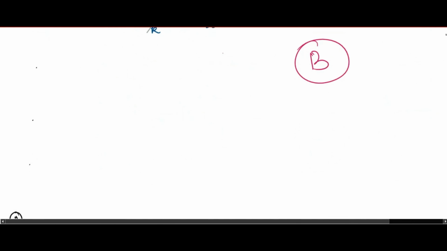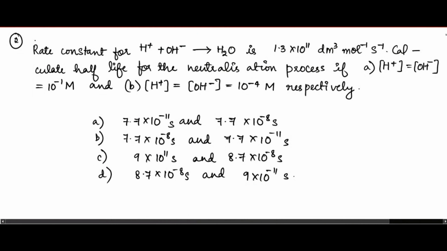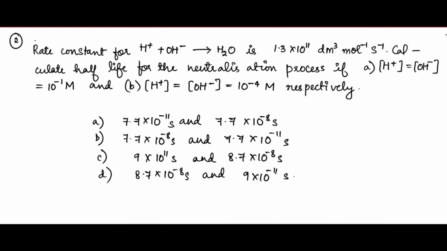Next question. The rate constant for a reaction of H plus and OH giving water is 1.3 into 10 to the power 11 decimeter cube per mole per second. Always remember, in kinetics, liter is usually written as decimeter cube. We saw yesterday how many meter cube 1 liter is. Don't forget this unit conversion, it is very important. 1 liter is equal to 1 decimeter cube.